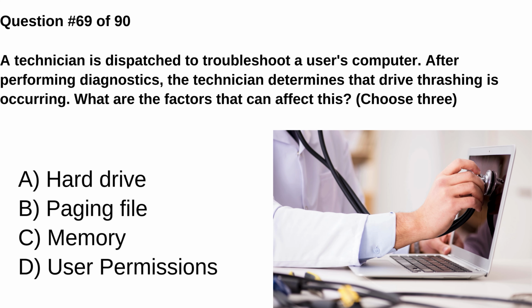Question 69 of 90. A technician is dispatched to troubleshoot a user's computer. After performing diagnostics, the technician determines that drive thrashing is occurring. What are the factors that can affect this? Choose 3. Is the answer A, hard drive? Is the answer B, paging file? Is the answer C, memory? Or is the answer D, user permissions? The answers are A, hard drive, B, paging file, and C, memory.